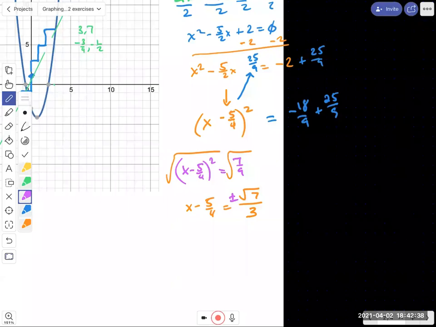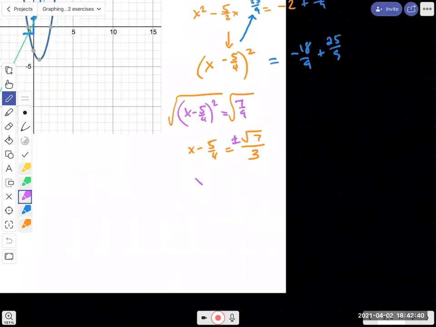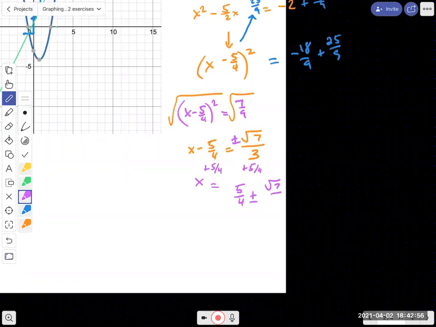So then we have, well, what else do we have? We have x. So we'll add 5/4 to both sides. So we'll get x equals 5/4 plus or minus square root of 7 over 3. Well, that isn't a very satisfying answer, is it?